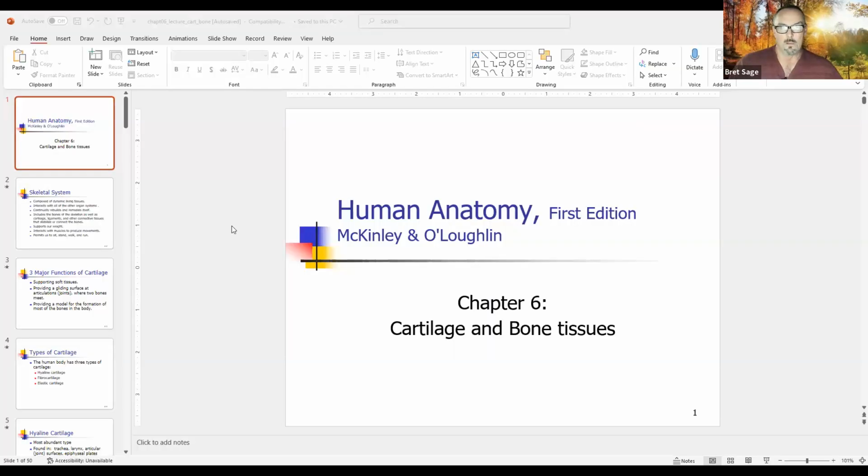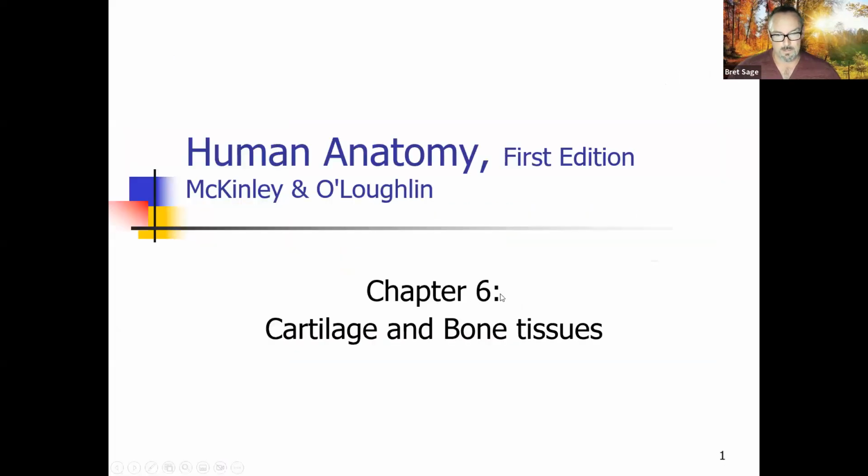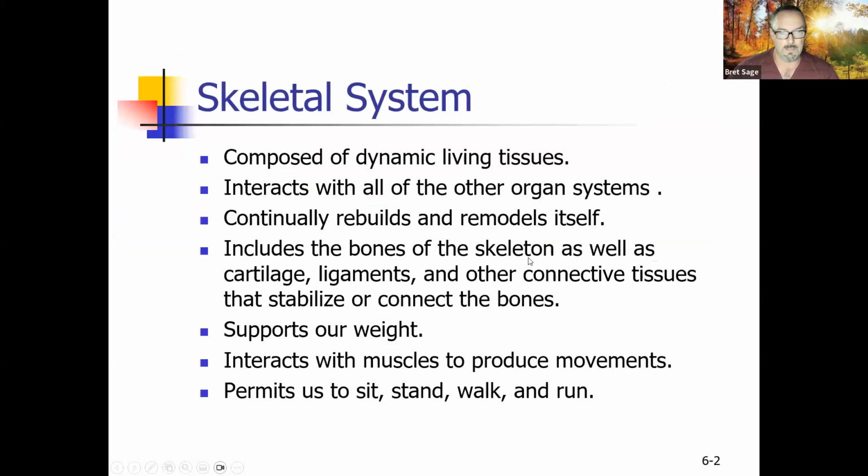Okay, we're starting with chapter 6, which is cartilage and bone. So let's get that going. Okay, chapter 6 is cartilage and bone tissues. Let's talk about the skeletal system a little bit. It's composed of dynamic living tissues. What does that mean? It means that your skeleton isn't static, it's constantly changing.